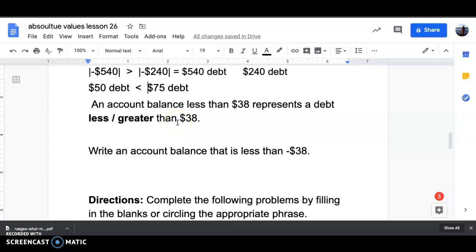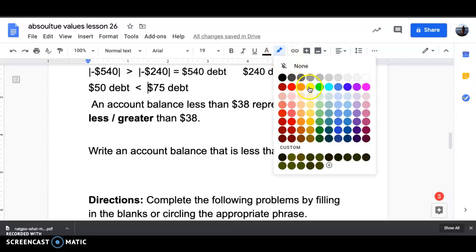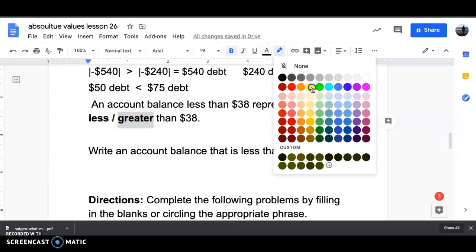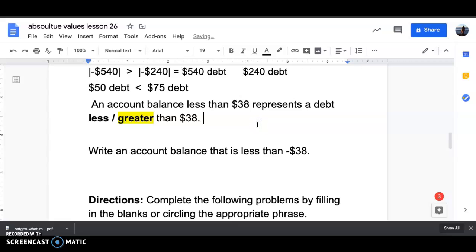Let's see, an account balance less than negative $38 represents a debt less, wow, I have to think about this. I'm going to go with greater than. So what I'm going to do is, if you don't know how to highlight, you're going to go up to this highlight color here, choose the color you want to highlight. Oops, that didn't work. Okay, so never mind. You're going to highlight it with your finger right here, and then you're going to go up to highlight color, and then you're going to choose that color.